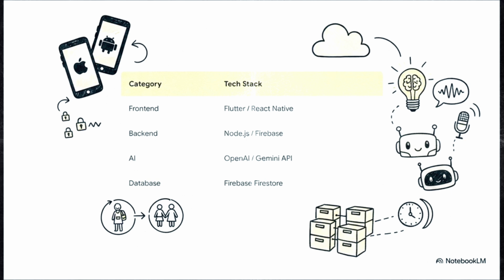For the back end, Node.js paired with Firebase is going to handle your user authentication and server logic. Then, the real magic, the AI, is powered by plugging into the OpenAI API or Gemini API, and you pair that with 11 Labs for those incredibly natural, expressive cartoon voices. Finally, your database. You'll want to lean on Firebase Firestore to securely and instantly manage all those learning trackers and complex parent dashboards in real time.